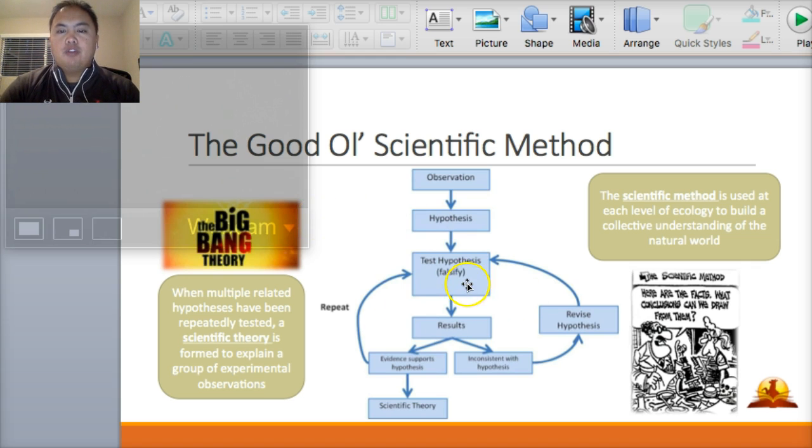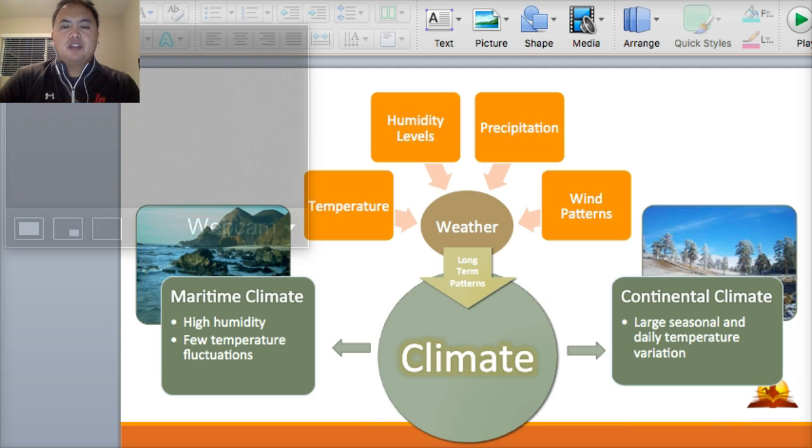Okay? If you have a hypothesis and then you falsify it, or it's inconsistent with your hypothesis, you have to revise your hypothesis or whatever. Okay? The scientific method is used at each level of ecology to build a collective understanding of the natural world. Okay? So again, stuff that you already know. All right, again, a whole section about definitions.